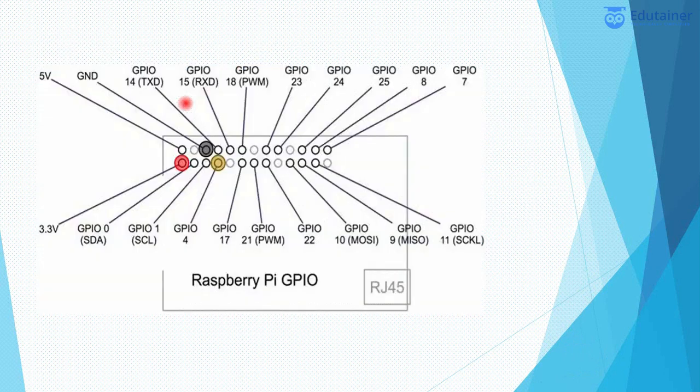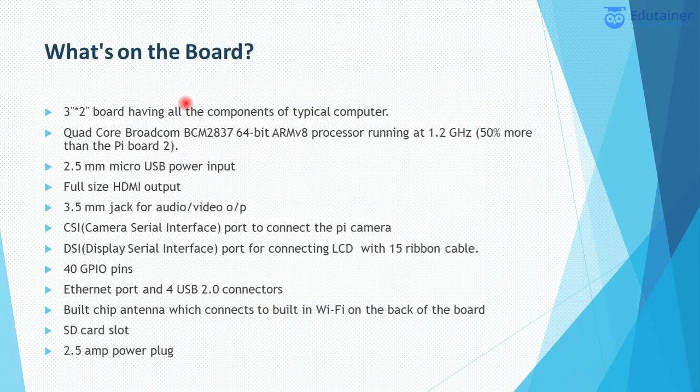Let's move forward. This is the image of the Raspberry Pi GPIO, which are input-output pins. So what's on the board? On the board of Raspberry Pi, you can find various components like 2.5 mm micro USB power input, 3.5 mm jack for audio video, Ethernet port, built-in chip antenna, 2.5 amp power plug, and much more.